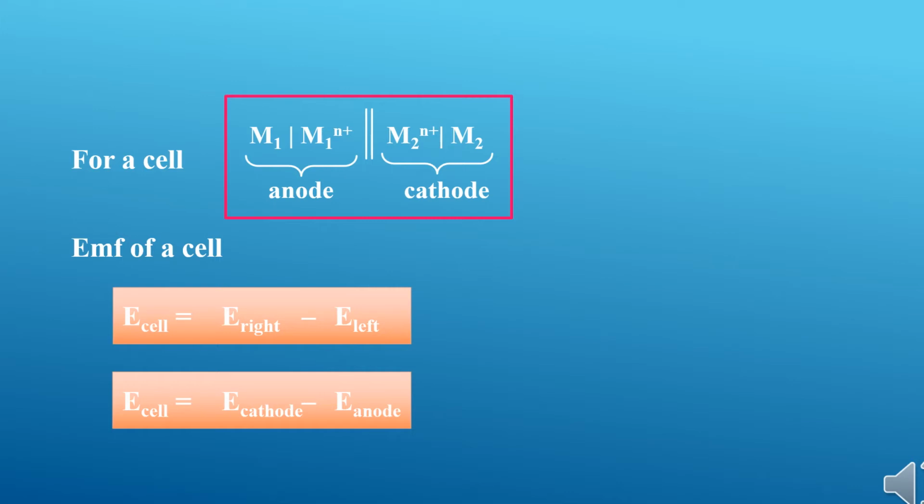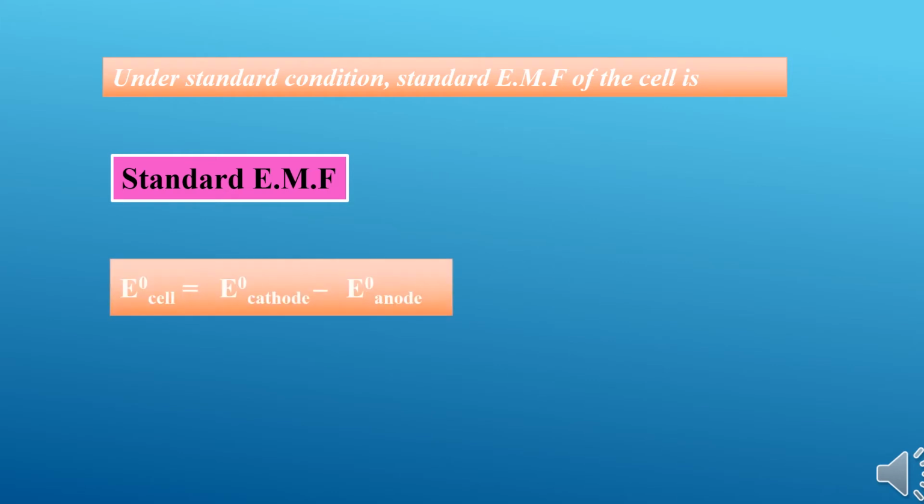What is the meaning of this? E right means the electrode potential of the right hand side electrode, minus E left, which is the electrode potential of the left hand side electrode. So the cell potential E cell is equal to E of cathode minus E of anode. Under standard conditions, the standard EMF of the cell is given by E naught of cell equals E naught of cathode minus E naught of anode.